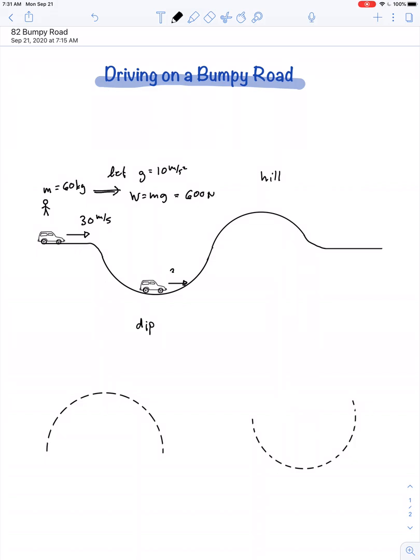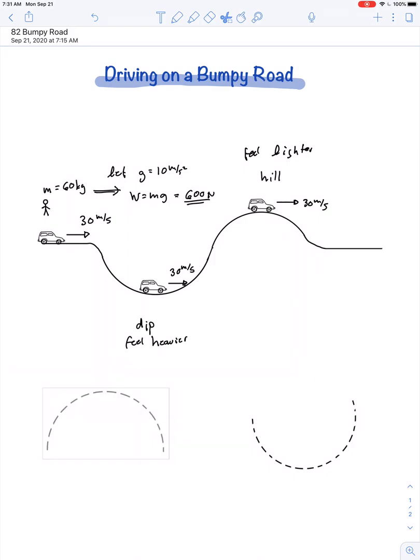So same car going 30 meters per second through the dip, you would feel heavier than 600 newtons as you go through the bottom of the dip. And likewise, as the car goes over the top of the hill, you would feel lighter than 600 newtons. So let's see if we can figure out why.